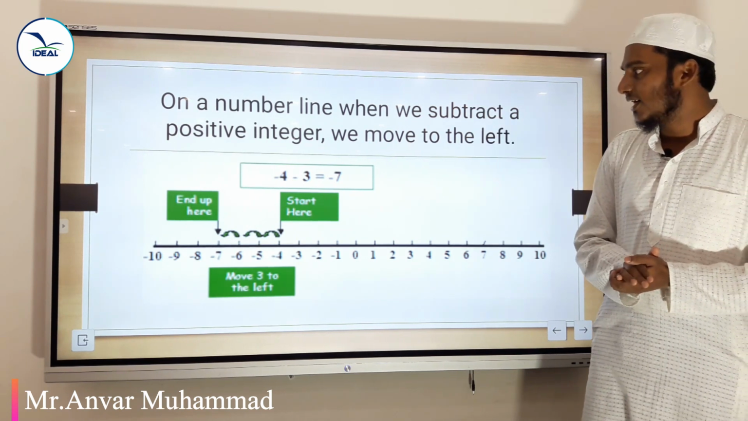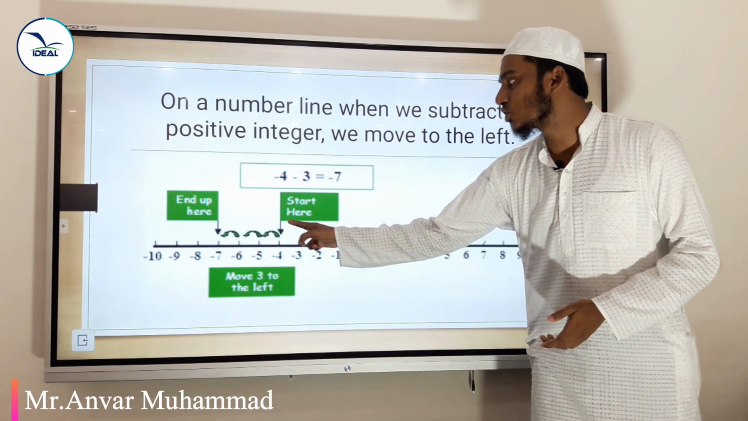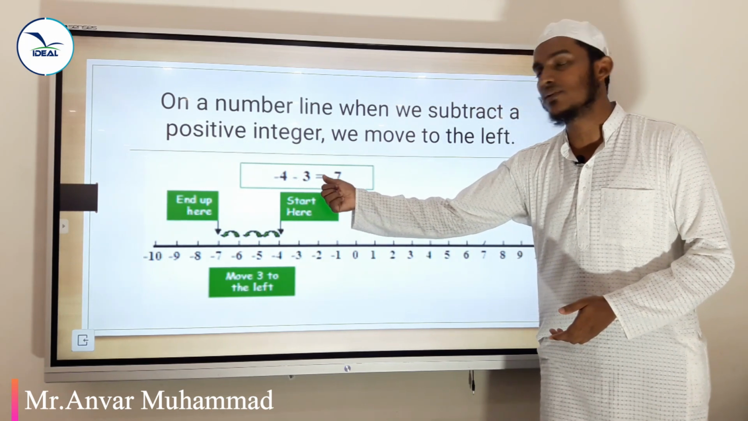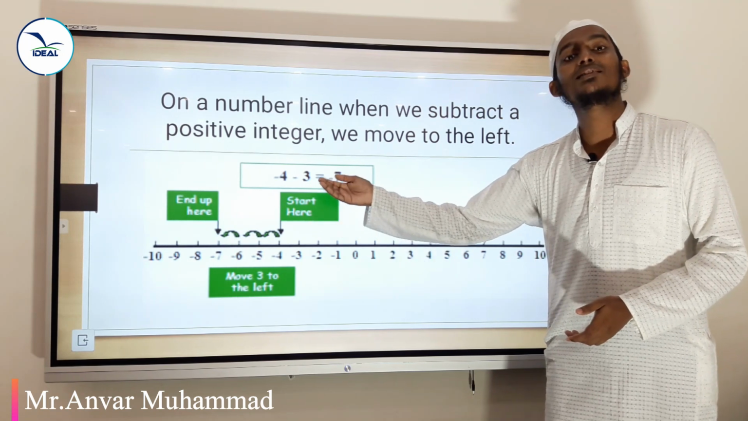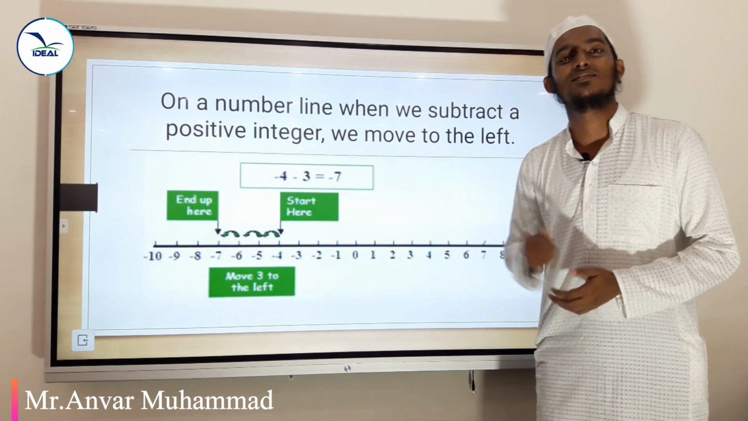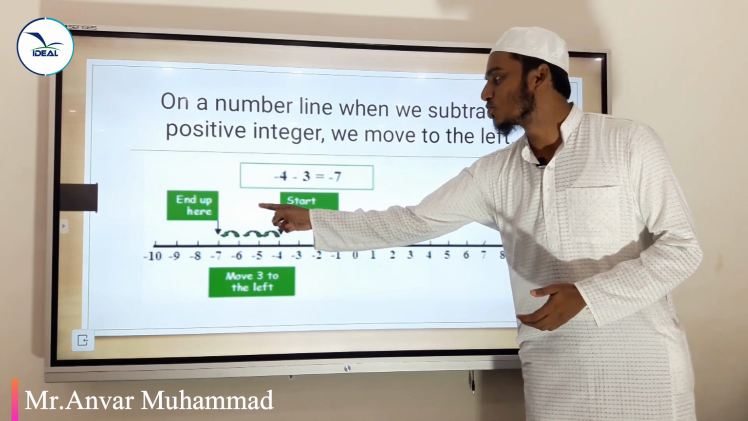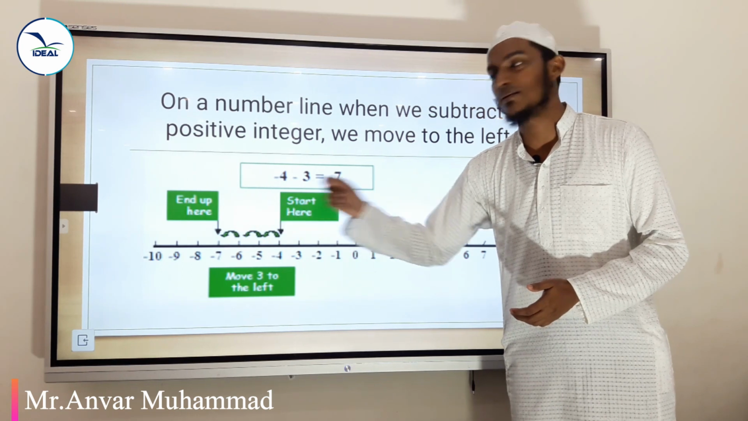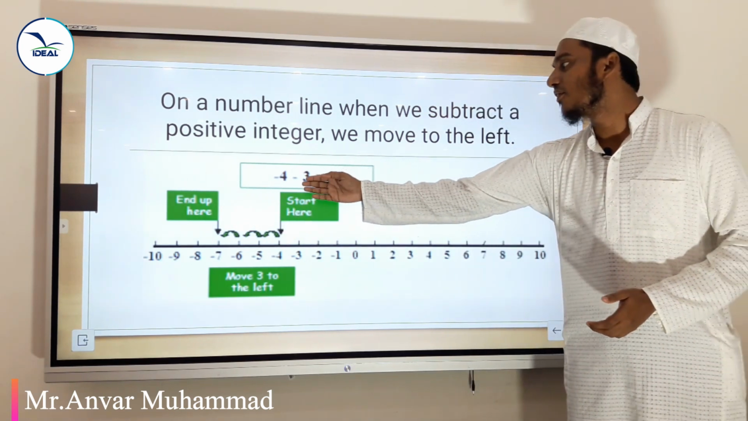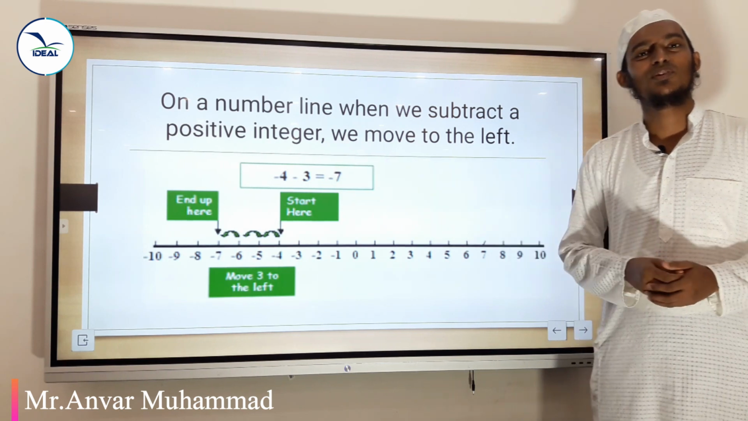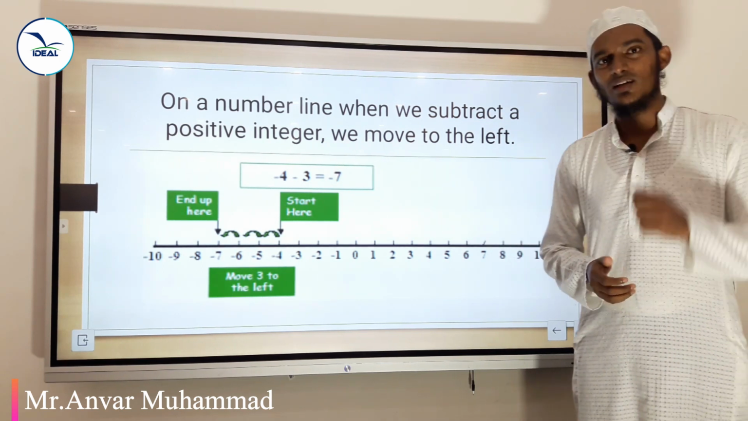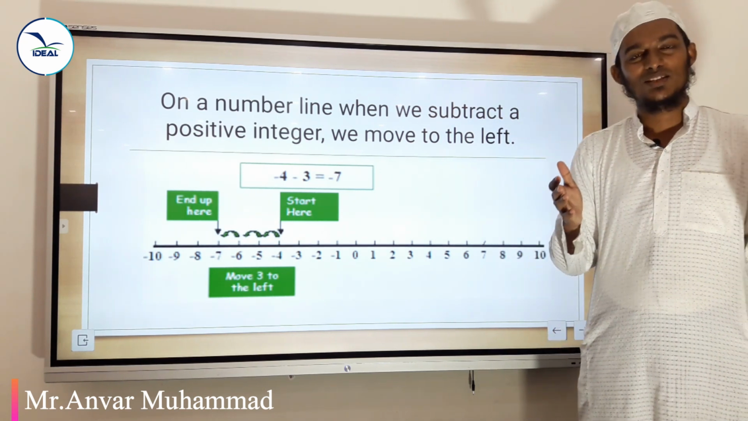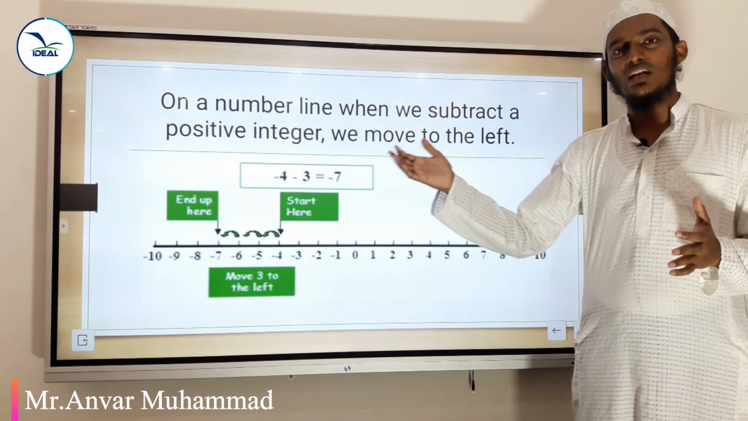So let's see, we are at minus 4 now. We should start from here, minus 4. Since we are subtracting a positive integer 3, we should move 3 places to the left. So 1, 2, 3. We are ending up at minus 7. So minus 4 minus 3 is equal to minus 7. So the conclusion is, on a number line, when we subtract a positive integer, we should move to the left.